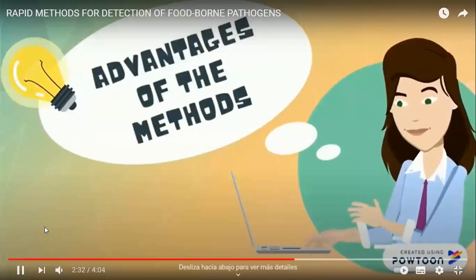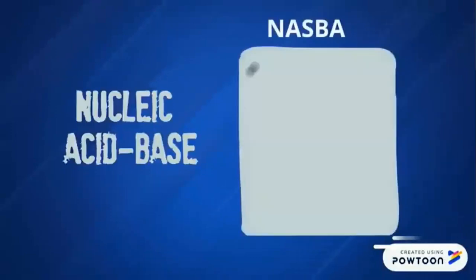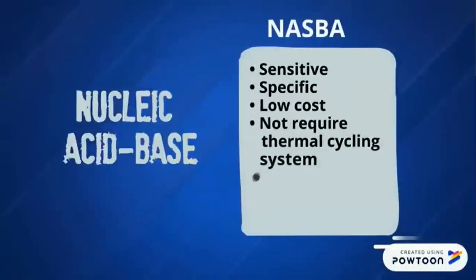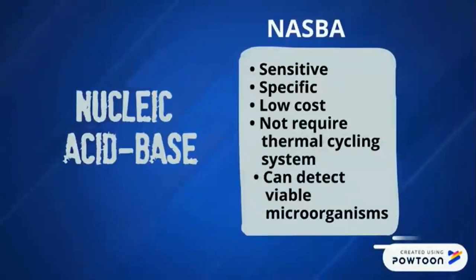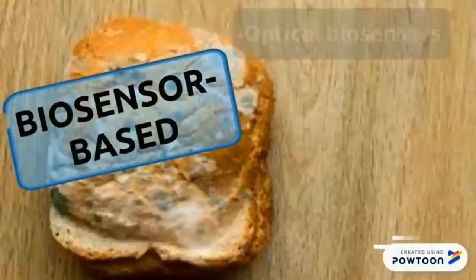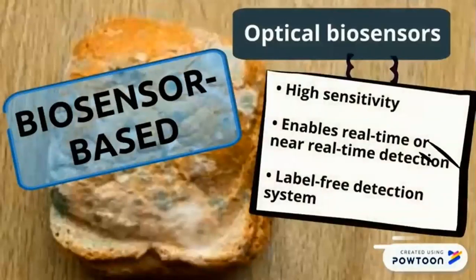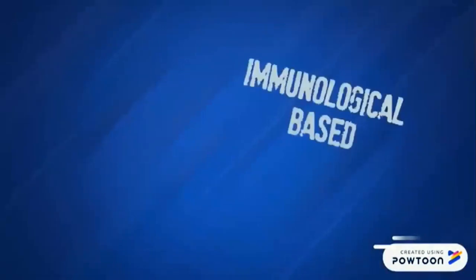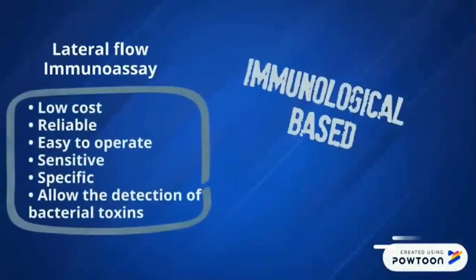Advantages of the methods. Nucleic acid based, NASBA: sensitive, specific, low cost, does not require a thermocycling system, and can detect viable microorganisms. Biosensor based, optical biosensors: high sensitivity, enable real-time detection, label-free detection system. Immunological based, lateral flow immunoassay: low cost, reliable, easy to operate, sensitive, specific, and allows the detection of bacterial toxins.